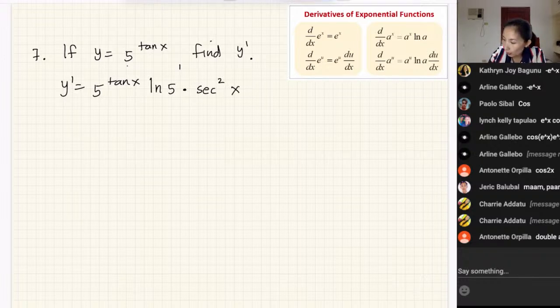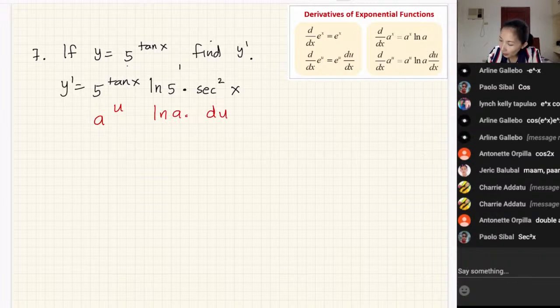So that's it: a to the u times the natural logarithm of a times the derivative of the exponent tan x, which is secant squared x. I think this is clear. How about number 8? Let me check the time.